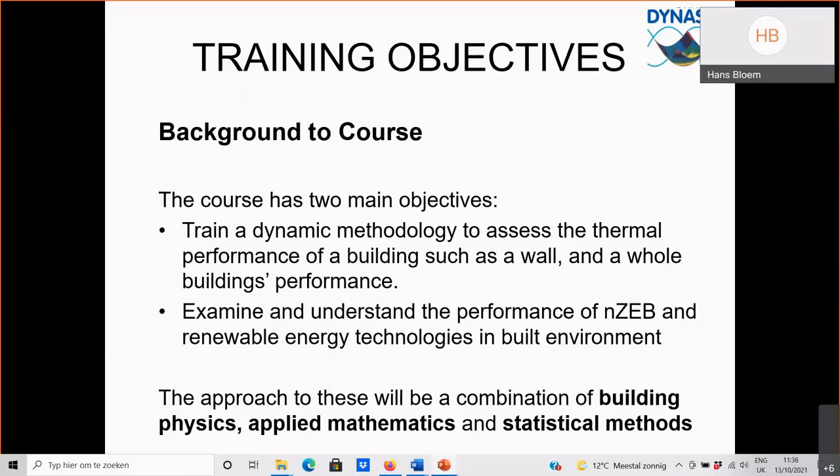So the whole approach of our analysis is the combination of the knowledge on building physics, and the knowledge and application of mathematics and statistical methods. That is the most important part of our training that we would like to give.